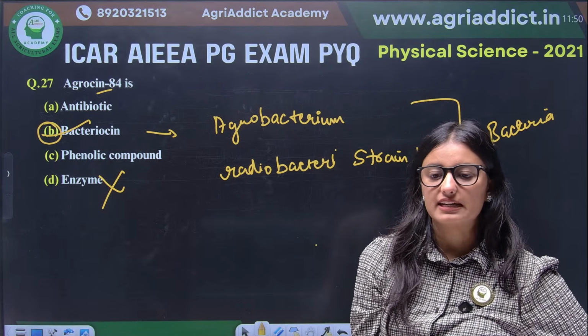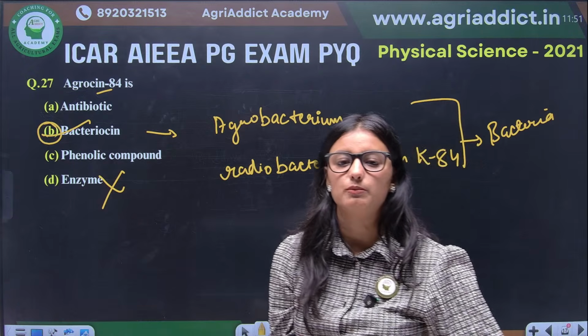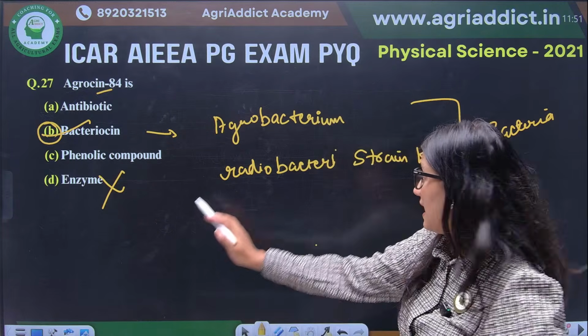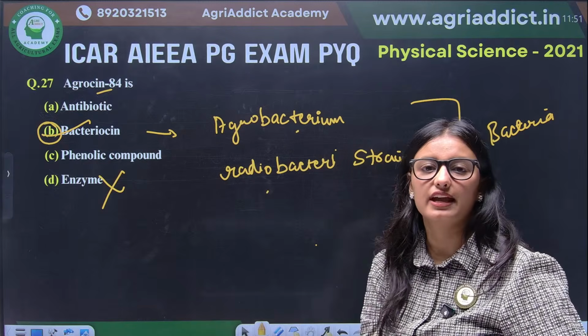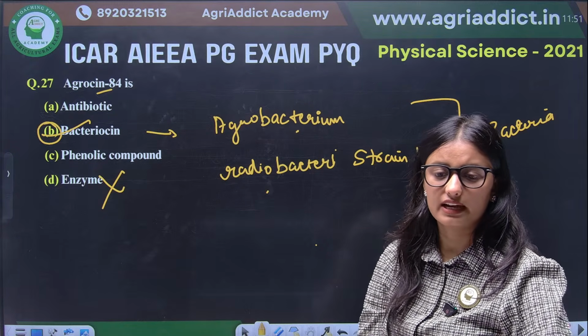Obtained from bacteria, yes, B is the correct answer. It is obtained from bacteria and used against harmful bacteria. Which bacteria? Agrobacterium radiobacter strain K84. Clear hai?